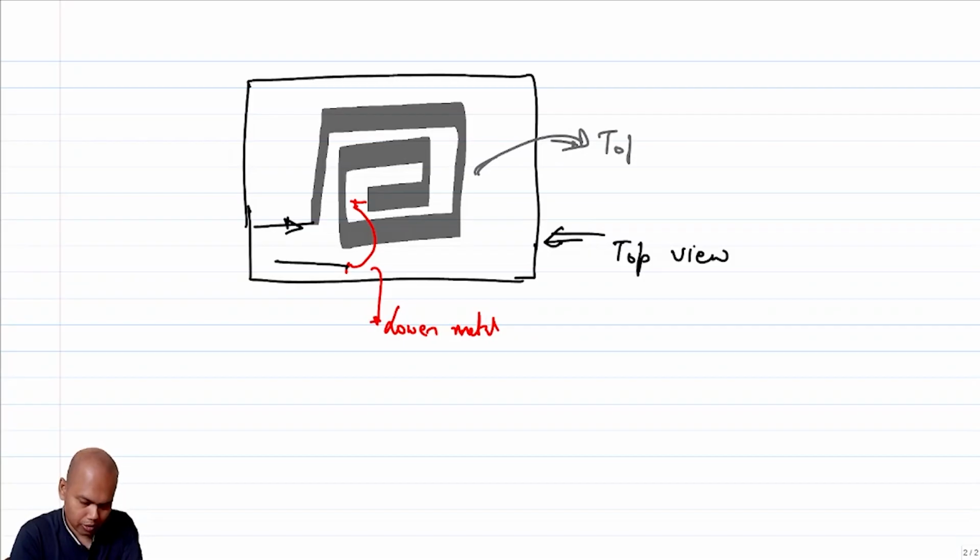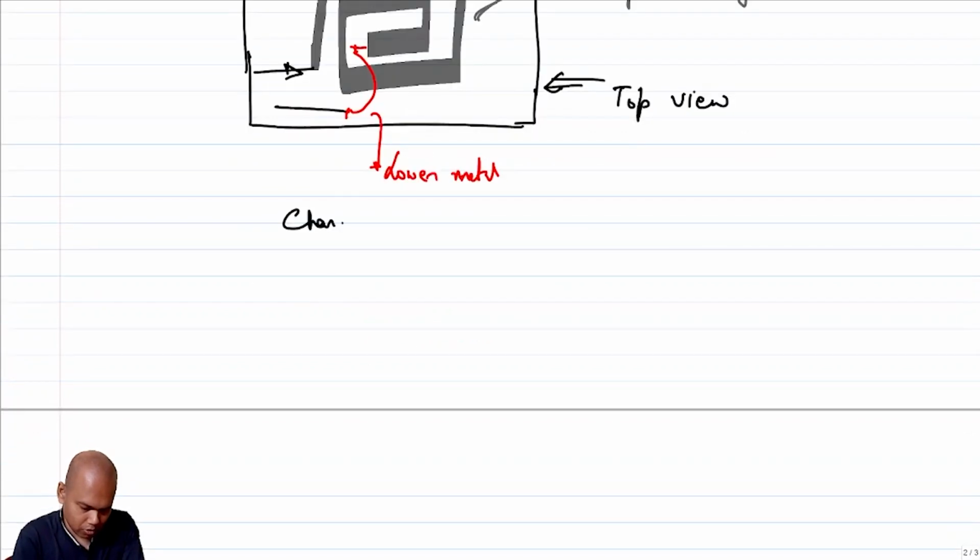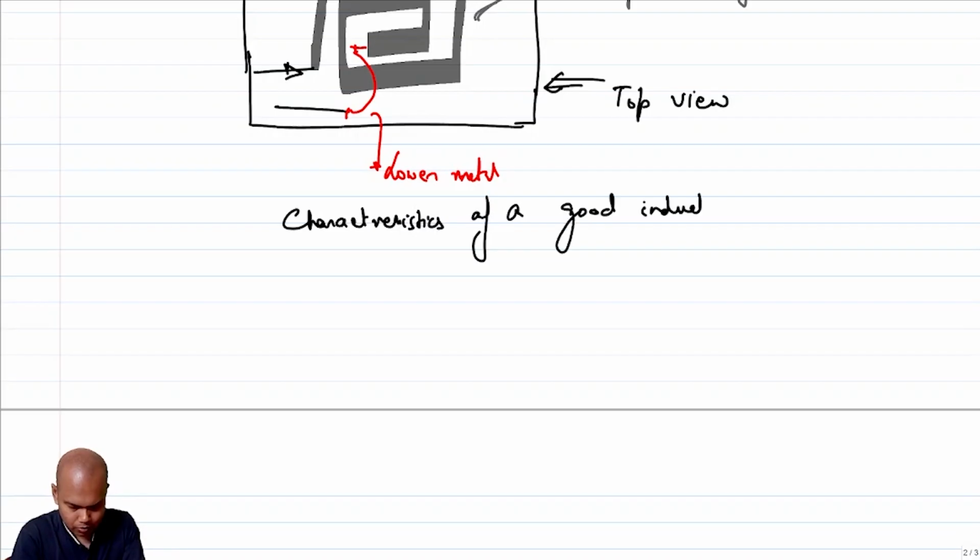It's a top metal layer. Okay. Now the story does not end there, because now in an ideal inductor, what do we want? So how do you know whether one inductor is good or bad? So a good inductor, so characteristics of a good inductor. What are the characteristics of a good inductor?